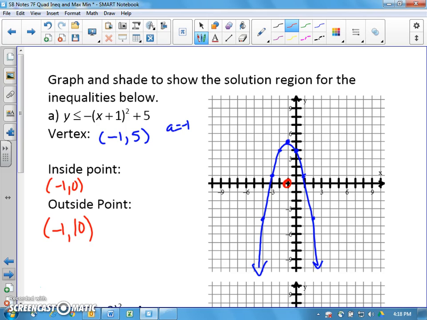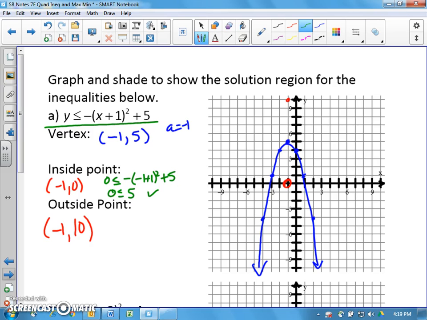So now what we need to do is test these two points and figure out which one works. To do that, I'm just going to use my basic equation and plug this in. This says y is less than or equal to, so I'm going to write 0 is less than or equal to -(-1 plus 1) squared plus 5. Well, I know when I plug in -1, I'm going to get 5, and you can see that from here, because -1 plus 1 is 0. When you square it, it's still 0. You change its sign, it's still 0, which makes the right side 5. 0 is less than 5, so this does work.